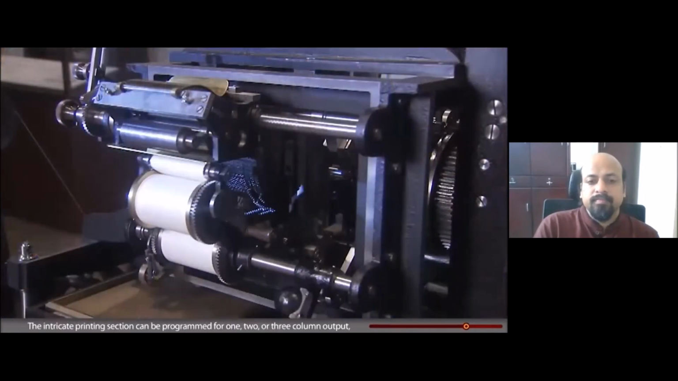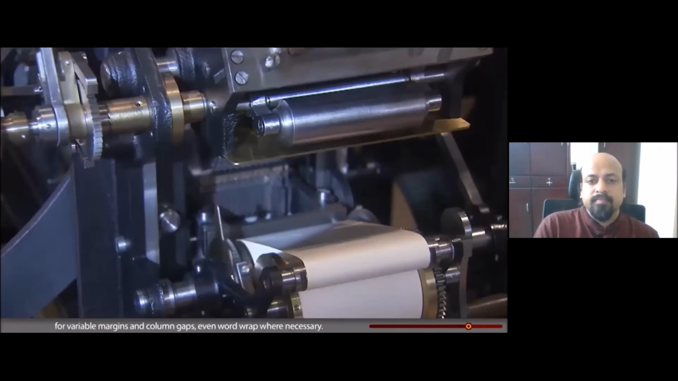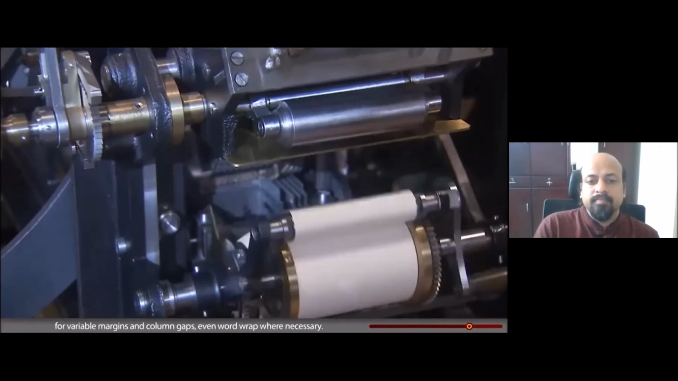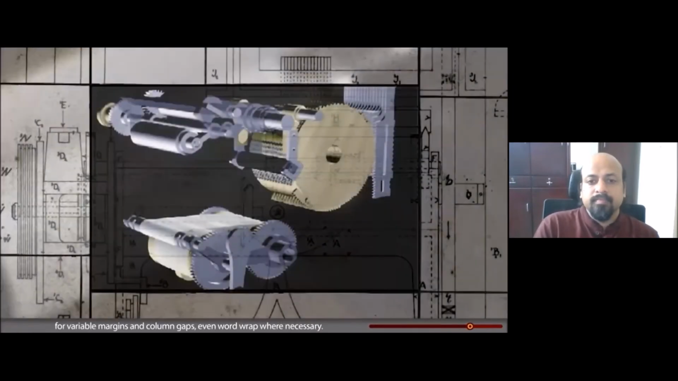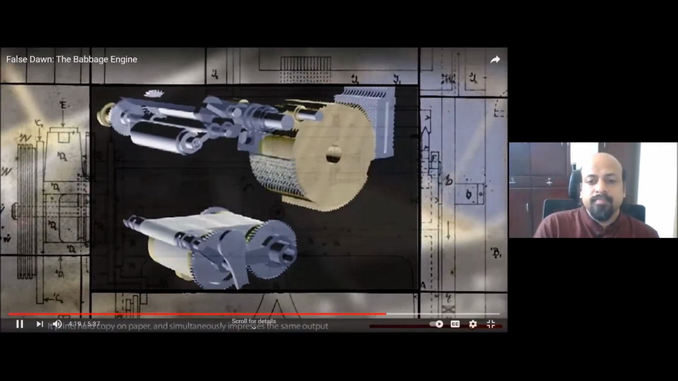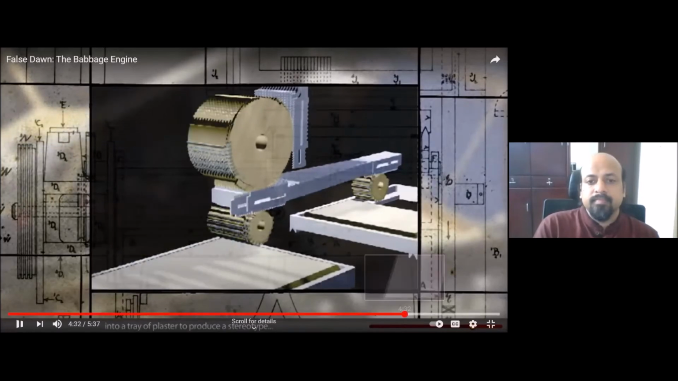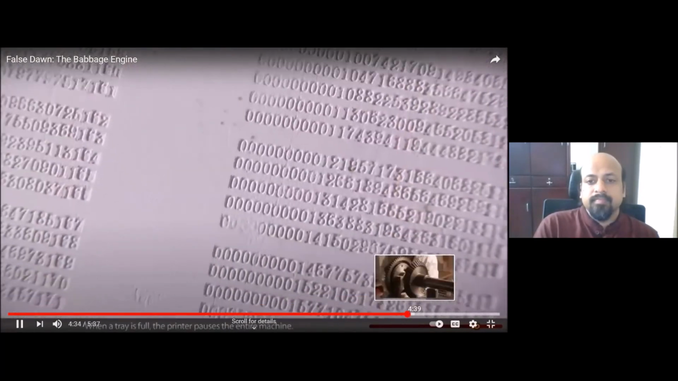The intricate printing section can be programmed for 1, 2, or 3 column output, for 2 font sizes at once, for variable margins and column gaps, even word wrap where necessary. It prints hard copy on paper and simultaneously impresses the same output into a tray of plaster to produce a... The printer pauses the entire machine.